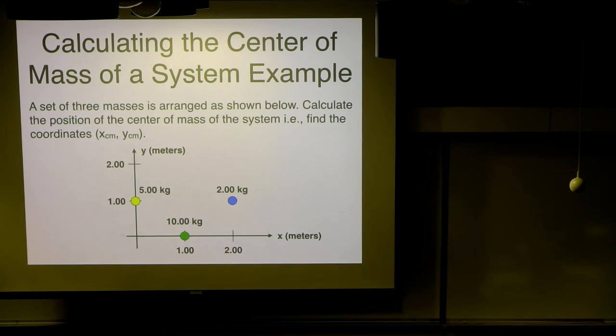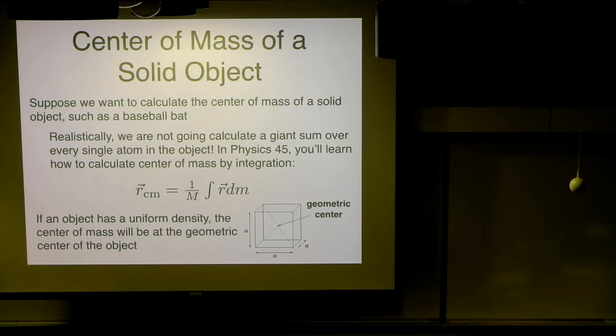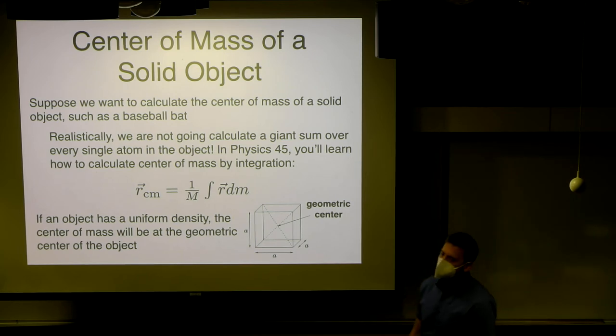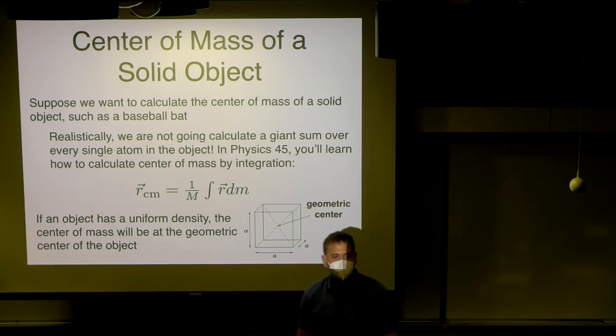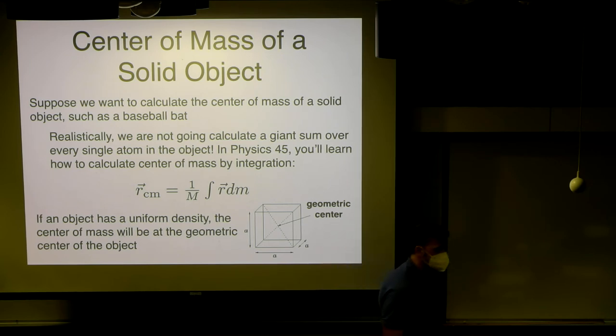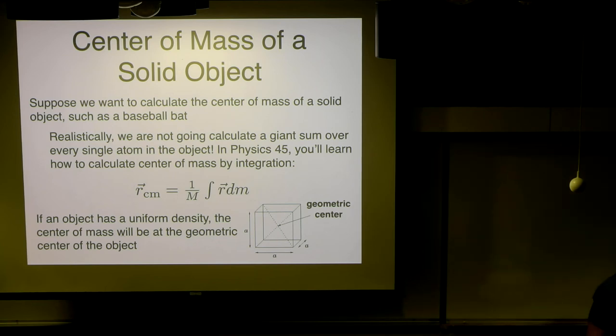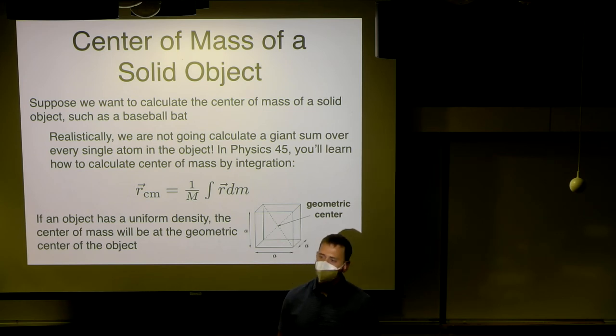All right, cool. So I just showed you an example where we calculate the center of mass of 3 particles. Now, oftentimes what we want to know is not the center of mass of 3 particles, but some kind of solid object, like a baseball bat that I showed you in the animation. So realistically, we don't want to take that solid object and break it down into all of its atoms and then do that sum over all of the atoms in that object, right? That's just not practical. How many atoms are we talking about in an object like this?